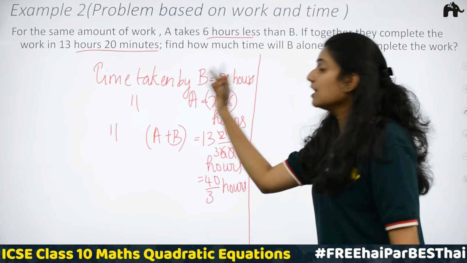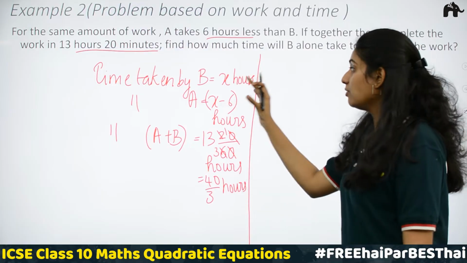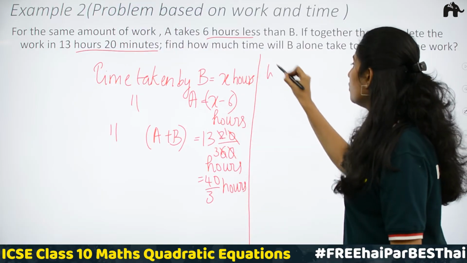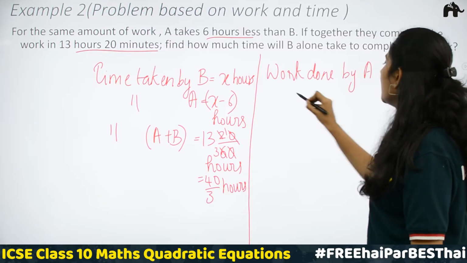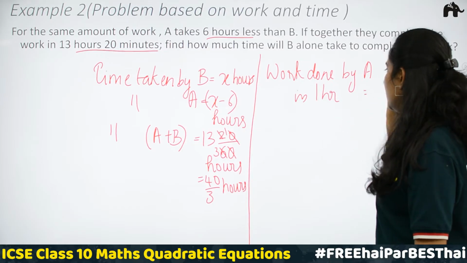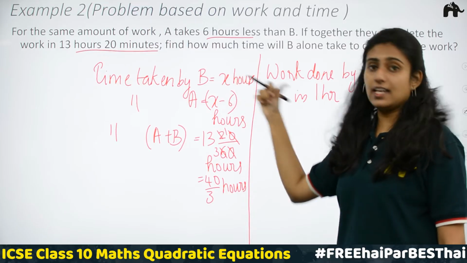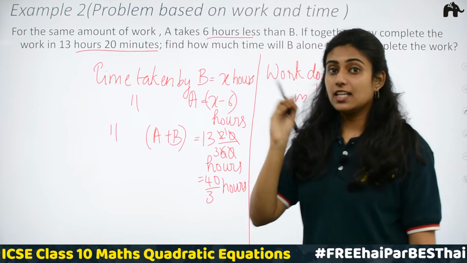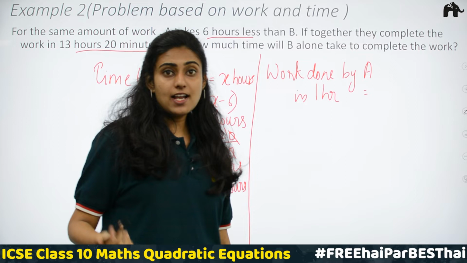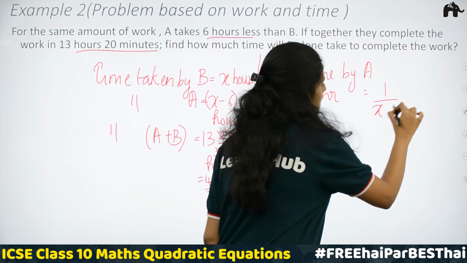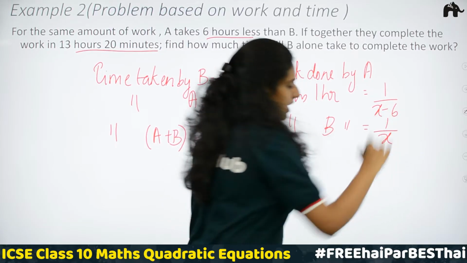Now, what is the work done by B and A in 1 hour? We have to find in 1 hour. The time taken by B is equal to X hours, which means in 1 hour the work done by B will be equal to 1 by X, and the work done by A in 1 hour will be equal to 1 by X minus 6. Similarly, the work done by B in 1 hour will be equal to 1 by X.